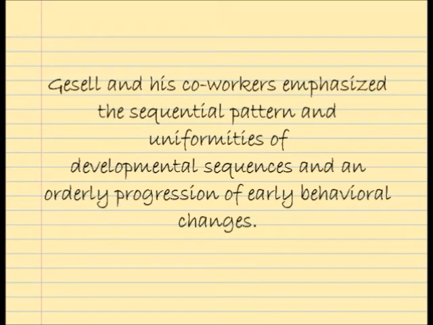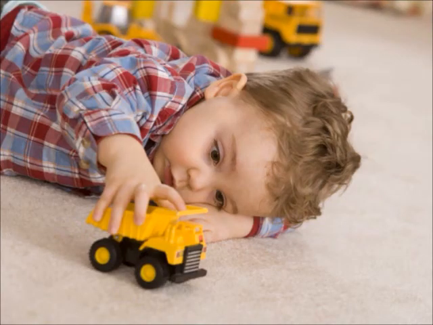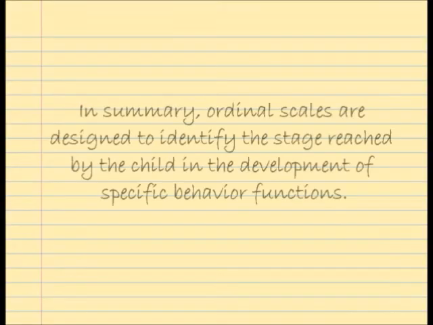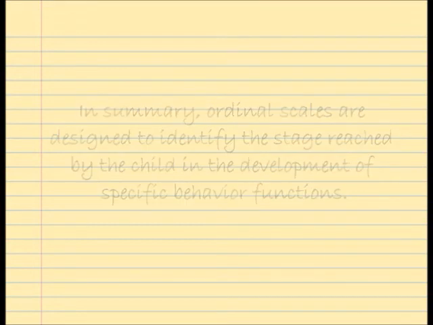Gesell and his co-workers emphasized the sequential pattern and uniformities of developmental sequences and an orderly progression of early behavioral changes. For example, the child's reaction towards a small object placed in front of him or her exhibits a chronological sequence in visual fixation. In summary, ordinal scales are designed to identify the stage reached by the child in the development of specific behavior functions.